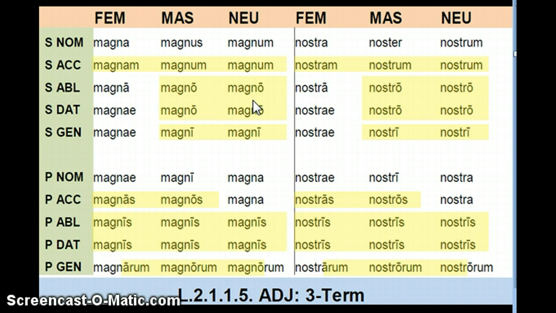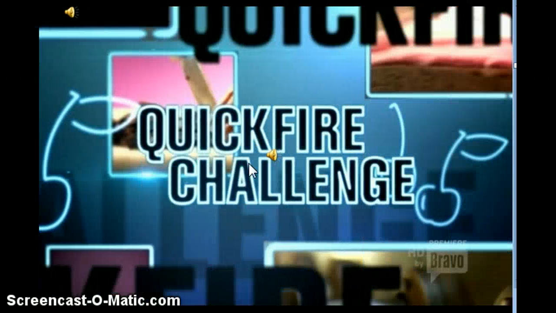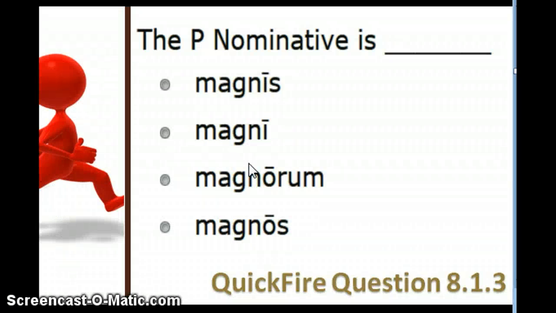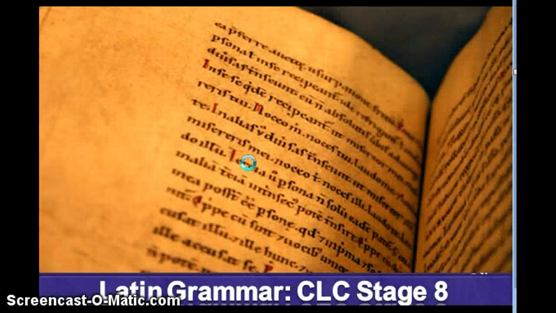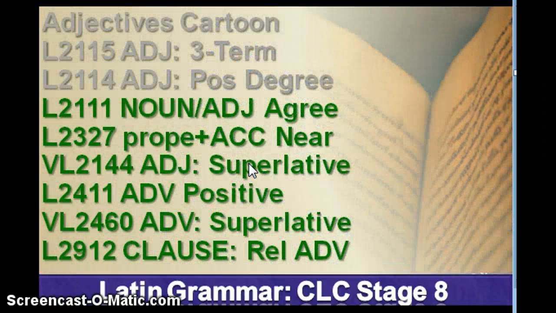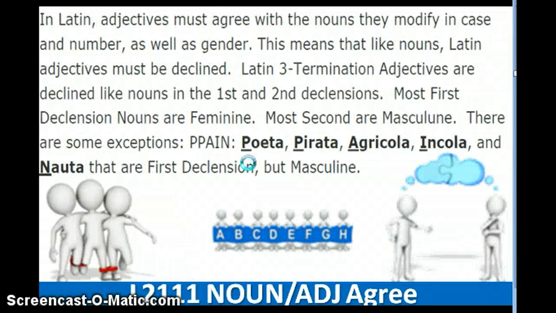Do they look familiar? Yes, they do. First, second, and second neuter noun declensions. So when you block it off, this is a nice review in case you're a little rusty on your noun. Those were just simple morphology. Now let's talk about how nouns connect up with their adjectives.